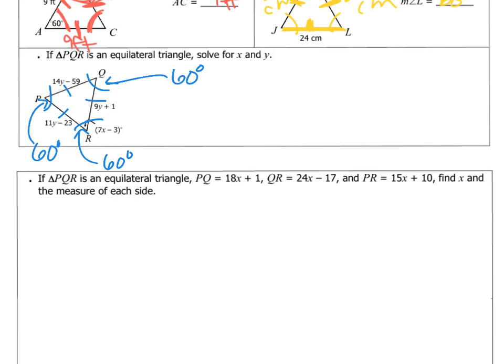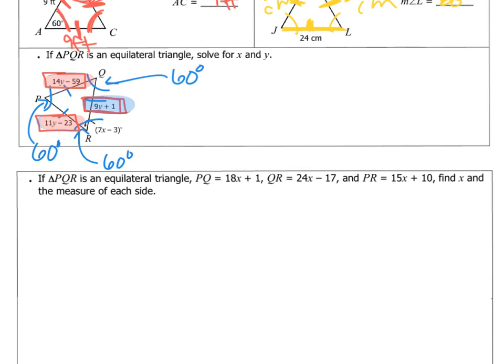We're going to set these sides equal to each other. So I'm going to set these two equal to each other. I could have also set these equal to each other. It doesn't matter, as long as I'm setting a pair of sides equal to each other. So I'm going to go with setting 4y minus 59 equal to 9y plus 1. You could have also done these equal to each other or these equal to each other. It doesn't matter. They're all going to be equal to the same thing.